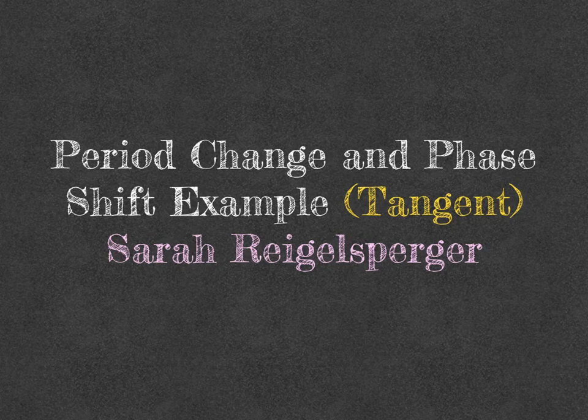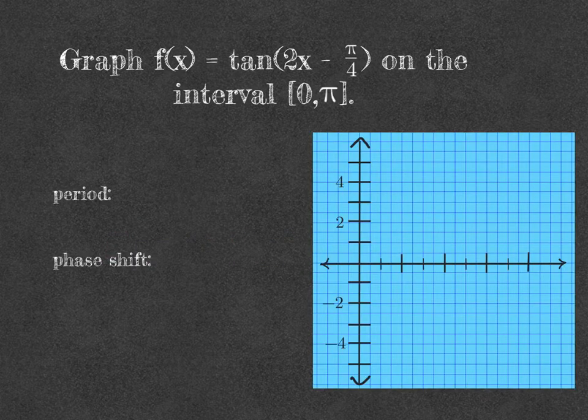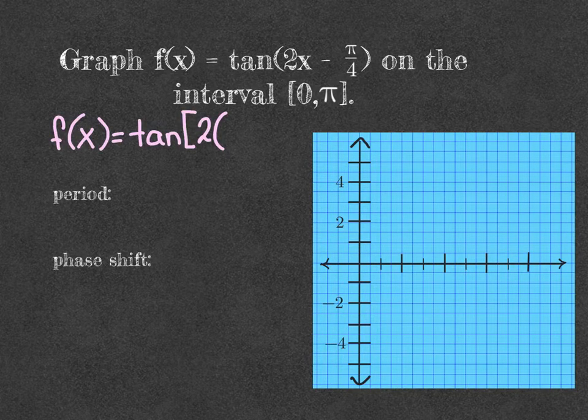In this video, I'm going to do an example where I graph a tangent function that has a period change and a phase shift. Looking at this function, the first thing we need to do is rewrite it, factoring out this 2 here. So what I'm going to write inside of my innermost parentheses will be what I get when I divide this term by 2 and this term by 2. So inside the parentheses, I'm going to have x minus pi over 8.